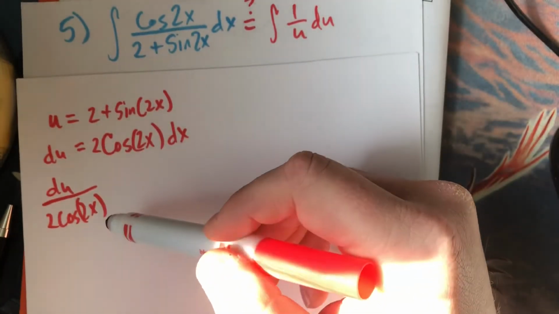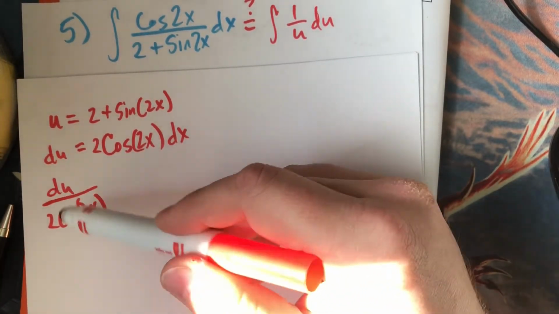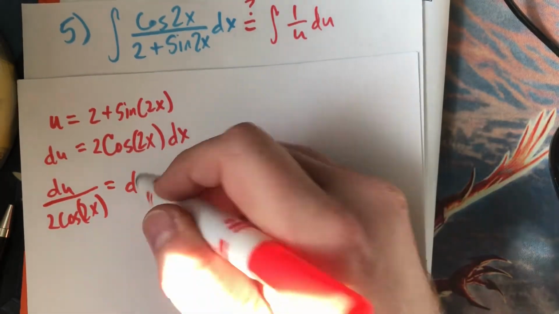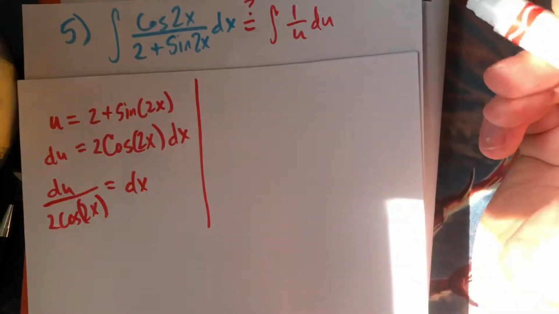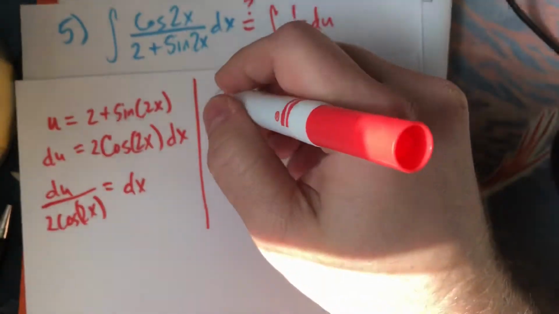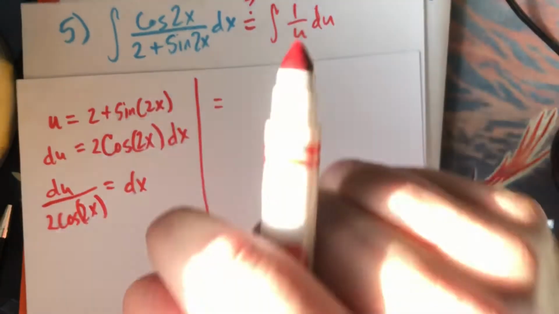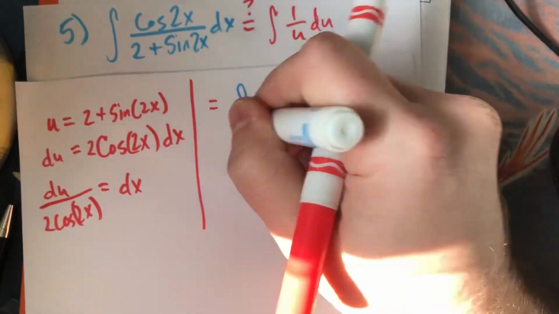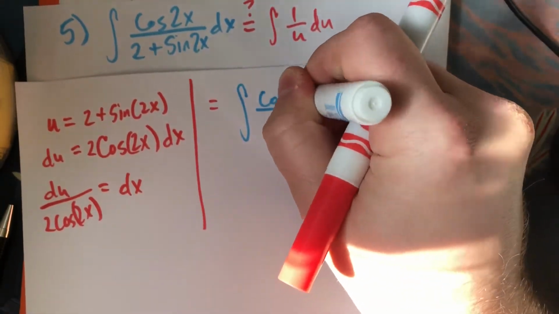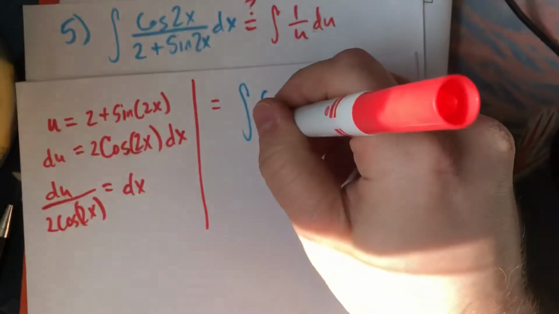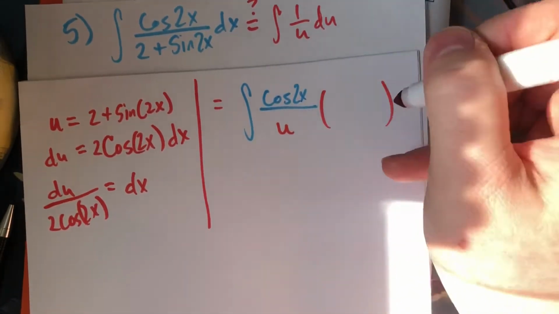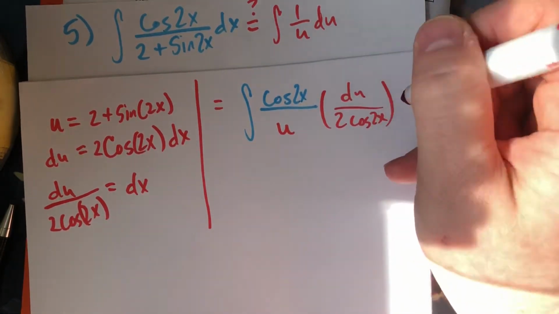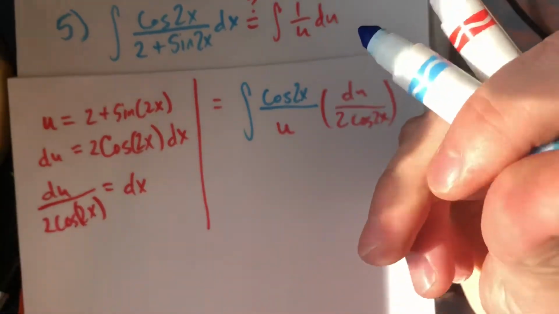Notice sometimes I put 1 over the stuff times du, and other times I'll put du over that. It is the same. They are equivalent things. So let's see what happens. Nothing changed. So cosine 2x is still there. This is now u, and dx is now du over 2 cosine 2x. Well, how about that?